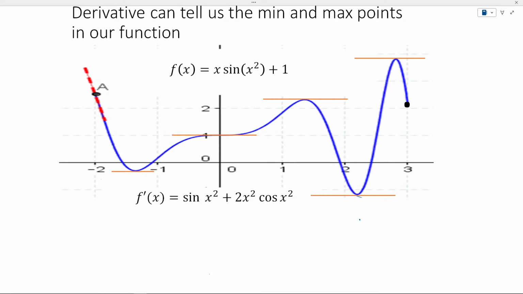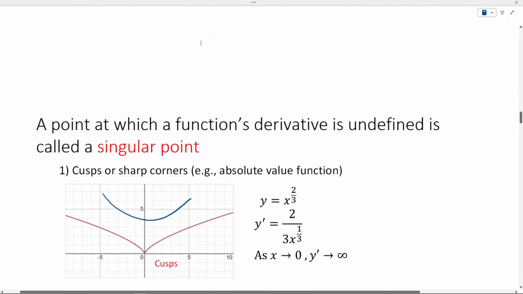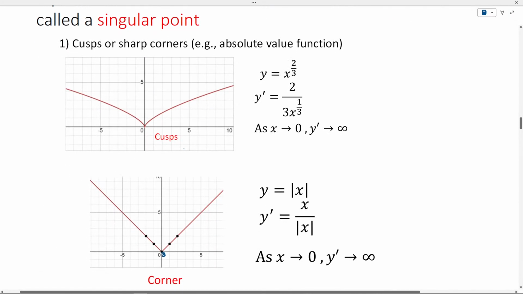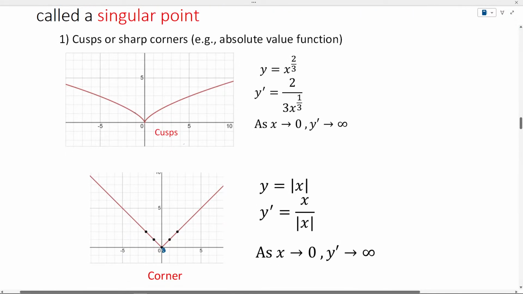So let's look here. Let me delete this guy. So you see this guy here, this is called a singular point. A singular point is, for example, a cusp or a sharp edge. So basically this is where you find an abrupt change.